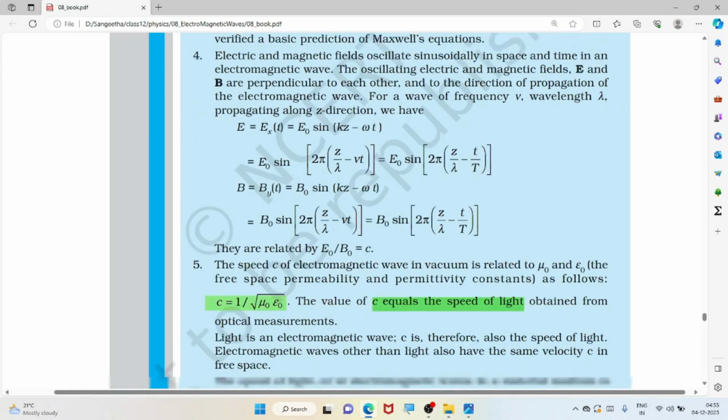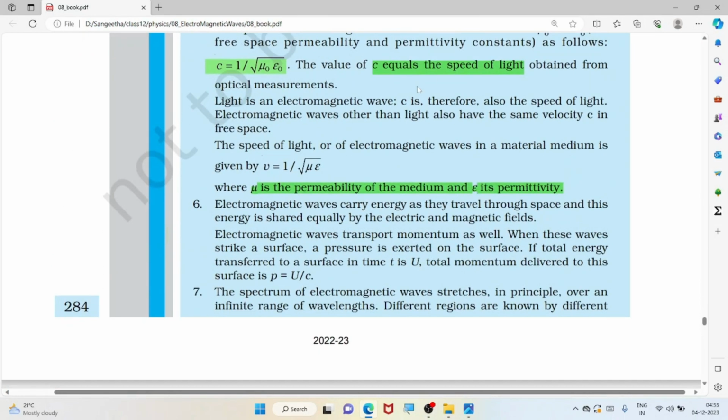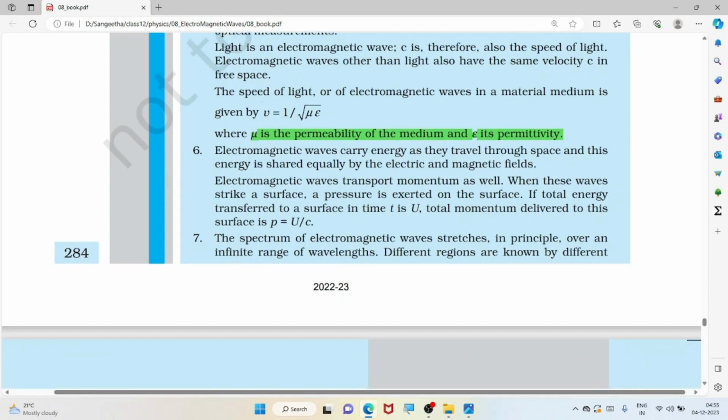Displacement current. The velocity of light is related to mu naught and epsilon naught. Mu is the permeability of the medium and epsilon is the permittivity.